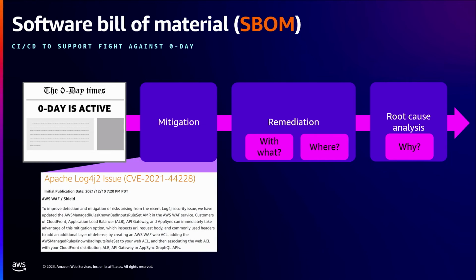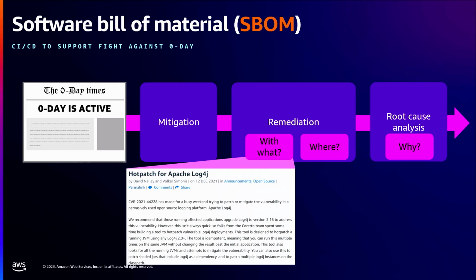For the mitigation, we helped you by providing, for example, AWS WAF rules that protected you very quickly from the effect and outcome of this vulnerability. We also provided, as a remediation element, a hot patch for your JVM that allowed you to patch in production without rebooting the different workloads that you have.